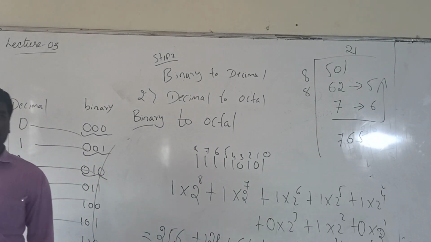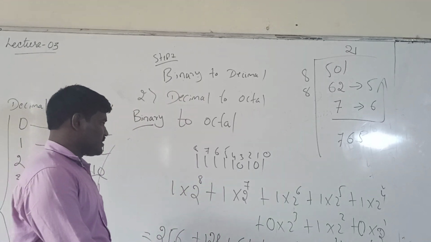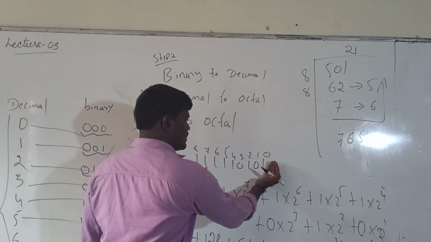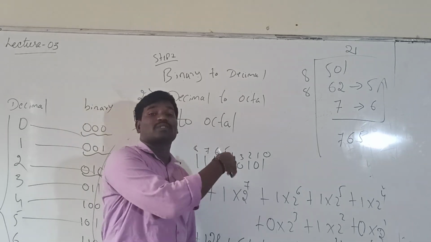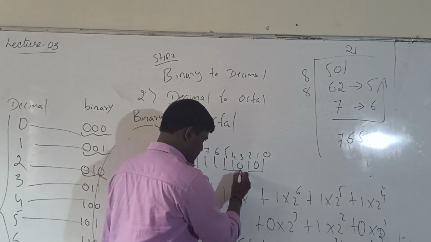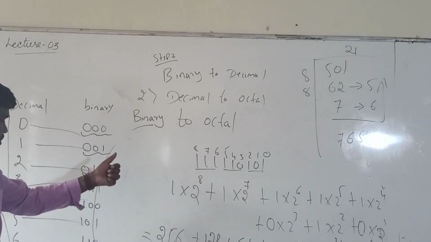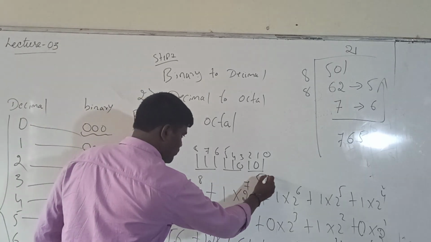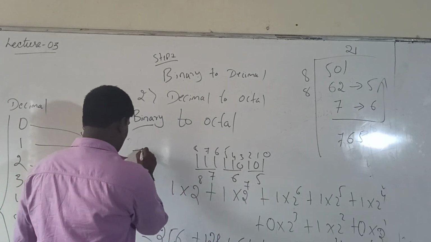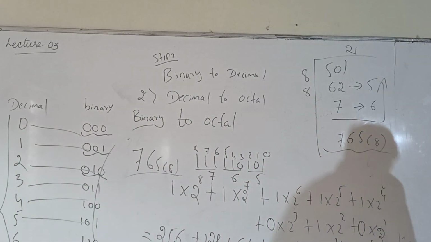Now we have to verify your answer by using the shortcut method. See here, you make 3-digit groups, from right to left, not left to right. This is the first group, this is the second group, and this is the third group. See here, chart: 101 is equal to 5, 110 is equal to 6, 111 is 7, that is 765. Your final answer is also 765.